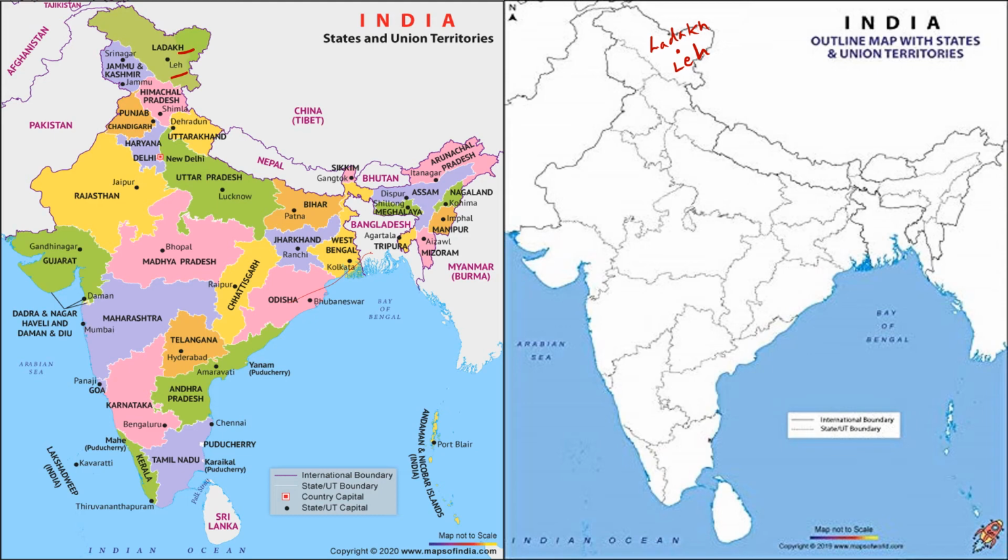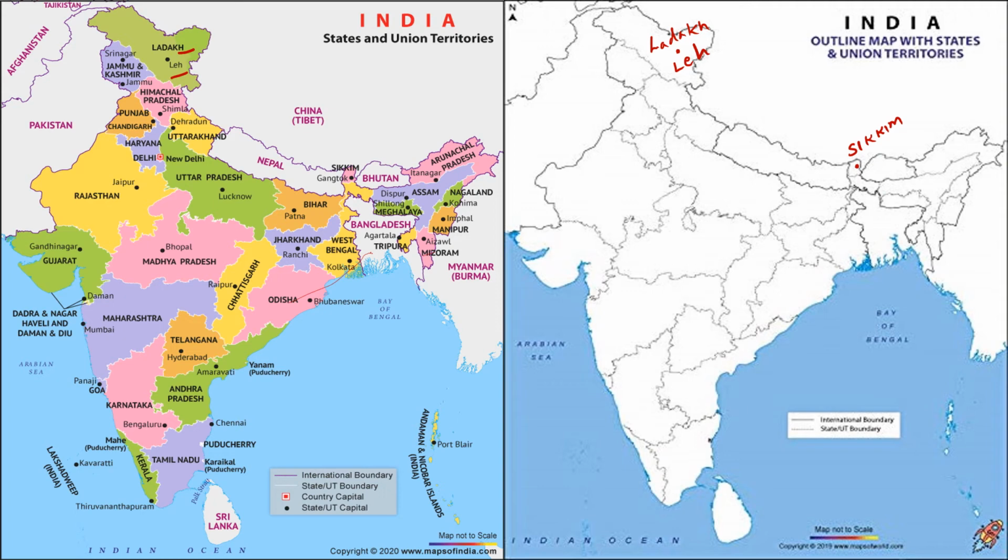Next to Ladakh, it is Sikkim. Sikkim you need to mark in this region. Sikkim is one of the smallest in terms of landscape and also in population. One of the smallest. Clear? So you need to mark Sikkim.